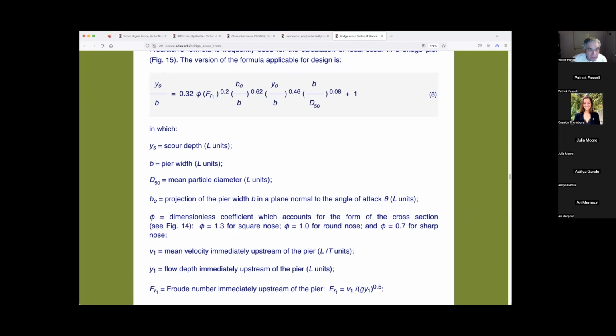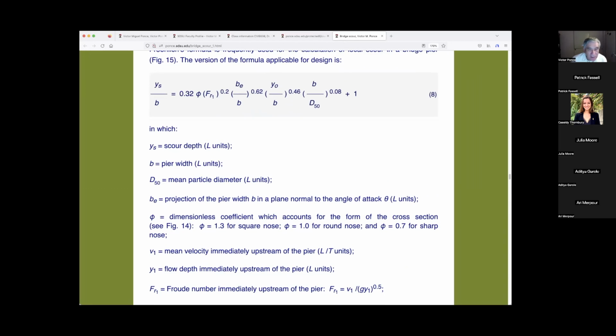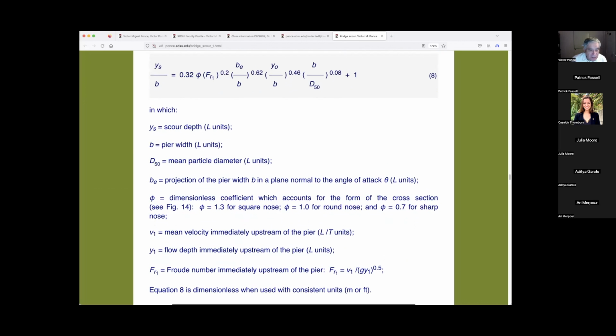So we have in here the version of the formula, equation 8, for y sub s, the scour depth, that's the same thing. And then the rest of the parameters that you see in here: phi is a dimensionless coefficient which accounts for the form of the cross section. Phi equals 1.3 for square nose, 1 for round nose, and 0.7 for sharp nose.